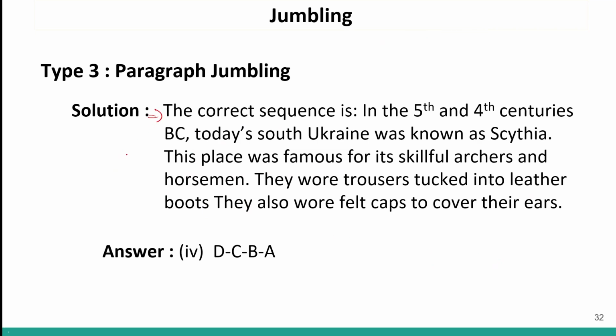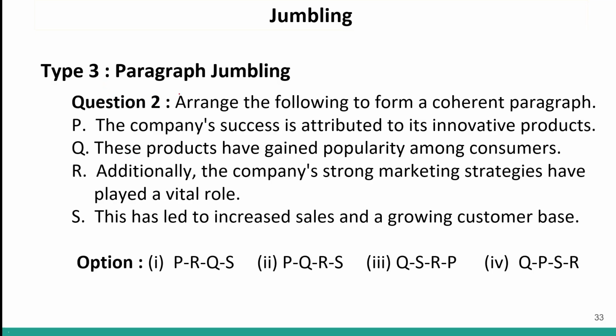Okay? Now, question number 2. Arrange the following to form a coherent paragraph. Coherent means meaningful. Now, the company's success is attributed to its innovative products. These products have gained popularity among consumers. Additionally, the company's strong marketing strategies have played a vital role. This has led to increased sales and a growing customer base. So, over here, I cannot see an introductory statement. There is no introductory statement over here. So, let us start building.